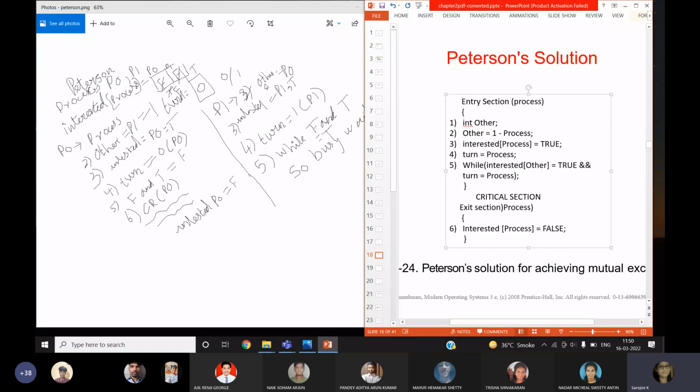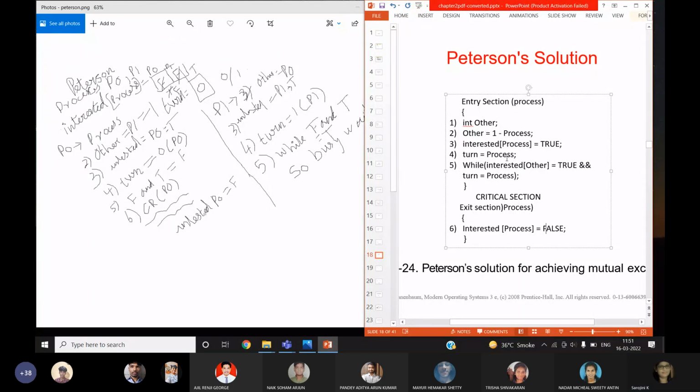Other equal to 0 denotes what? Other equal to 0 denotes P0. Look at this line. Other equal to 0 means P0. Okay. Interested of process equal to true. Which is interested of process? So interested of 1. Now currently interested of 1 equal to true, which is nothing but here we are making P1 true. It was initially false, no? Now we are making this true.